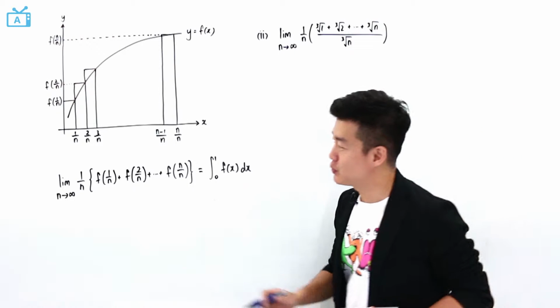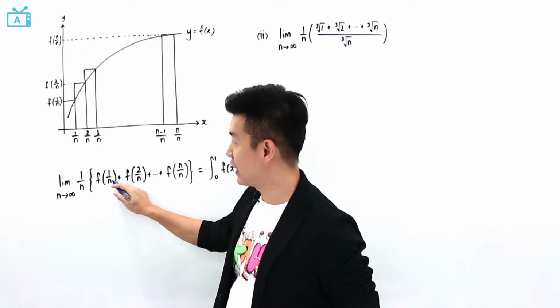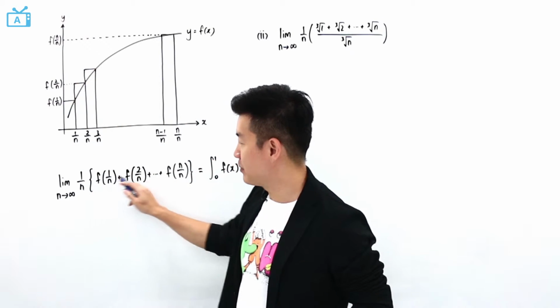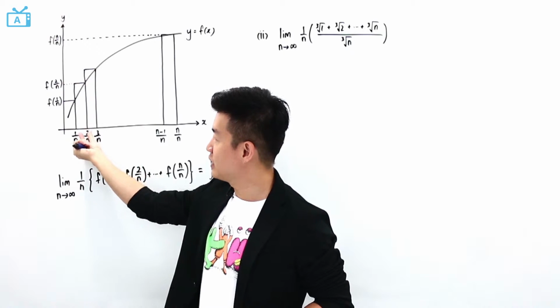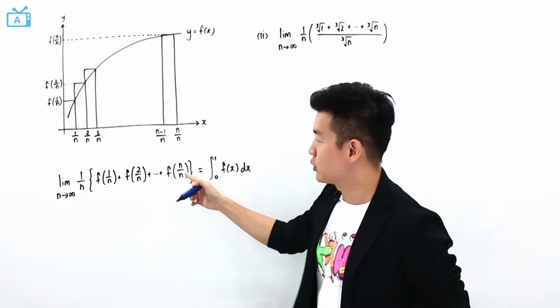From the first part of the question, we have already deduced that if I were to take 1 over n multiplied by f(1/n), I'm going to get the area of this rectangle over here. And if I were to take 1 over n multiplied by this, which means that I'm taking this width multiplied by this height, I'm going to get the area of the second rectangle, and so on all the way until the last rectangle.